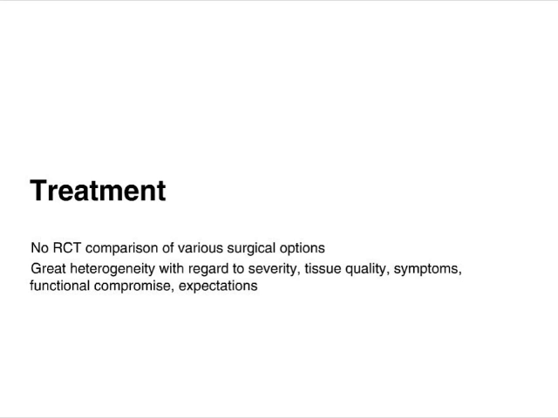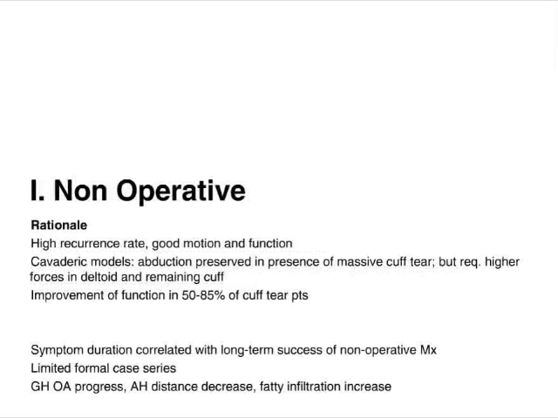We begin with looking at non-operative management. So the rationale for non-operative management is that many interventions actually do have a high recurrence rate when you're dealing with massive rotator cuff tears, and you can achieve good motion and function in a lot of these patients. In cadavers, they note that you can actually have preserved abduction even in the presence of a massive cuff tear, but you require much higher forces in deltoid and what is left of the cuff.